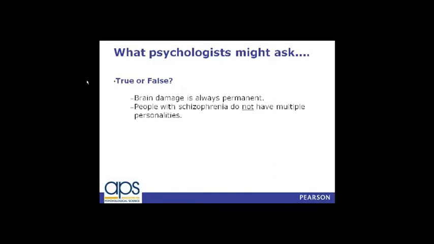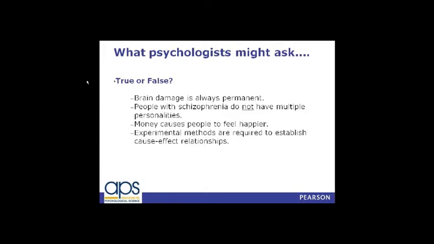Brain damage is always permanent. People with schizophrenia do not have multiple personalities. Money causes people to feel happier. Experimental methods are required to establish cause-effect relationships. And most people regard homosexuality to be a mental disorder. I think the ability to answer these in true-false format is a pretty important one, and we can probably argue that society in general would benefit greatly from knowing how to answer these and other important questions for our discipline.